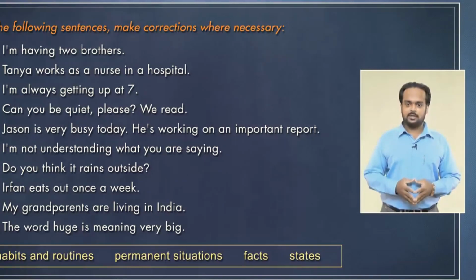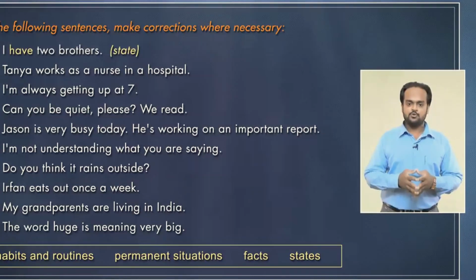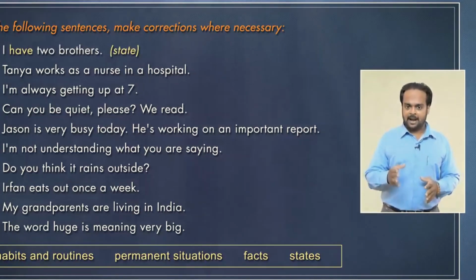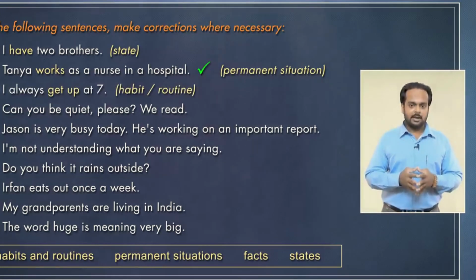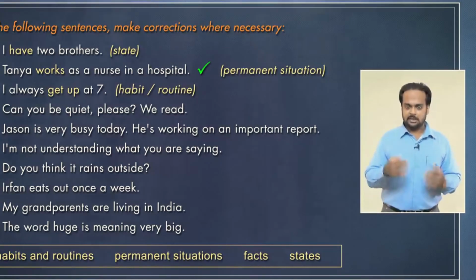Alright, let's look at the answers. Number 1 is wrong. It should be I have 2 brothers. Because this is a state. The verb have shows relation. That's why we use the present simple. Number 2 is correct. It's a permanent situation, so no ing form. Number 3 is wrong. It should be I always get up at 7. Because this sentence talks about a routine. It's my habit to get up at 7.